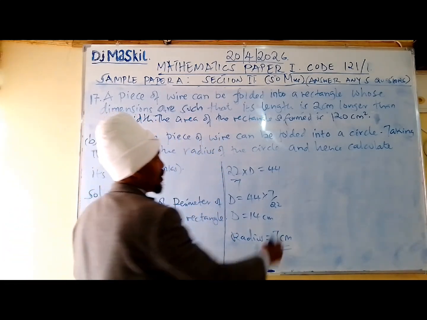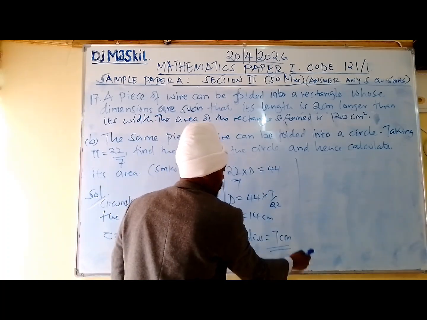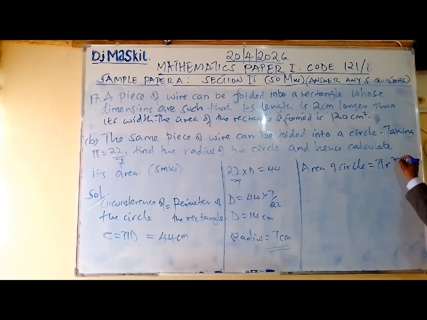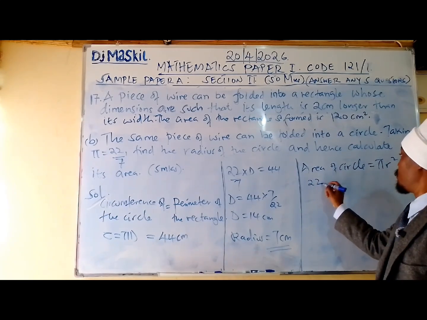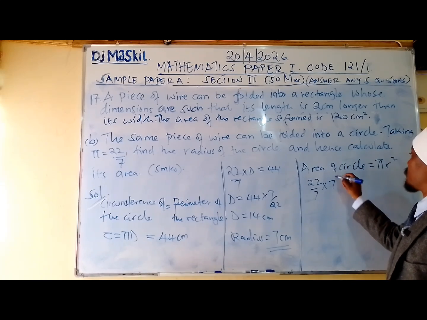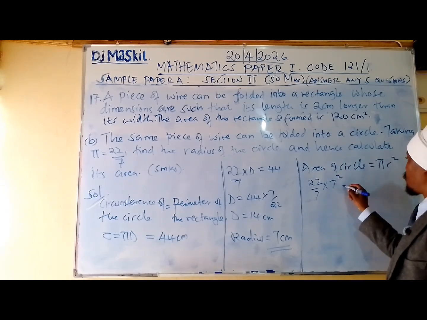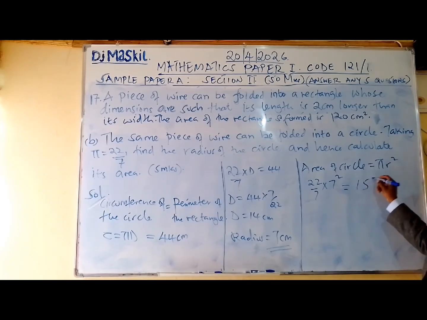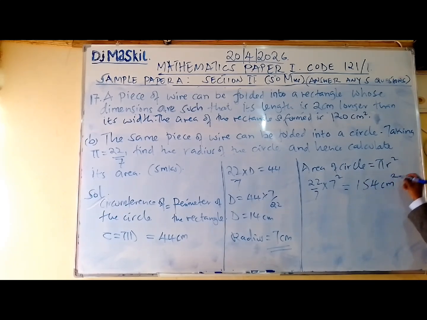So the area of the circle is given by pi r squared. So this one will give you 22/7 times 7 squared. So this is simply 154 centimeter square.